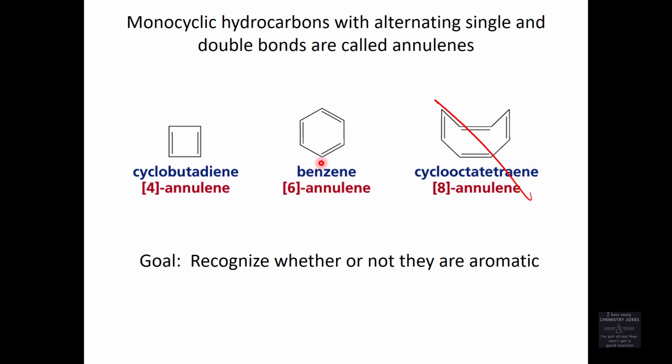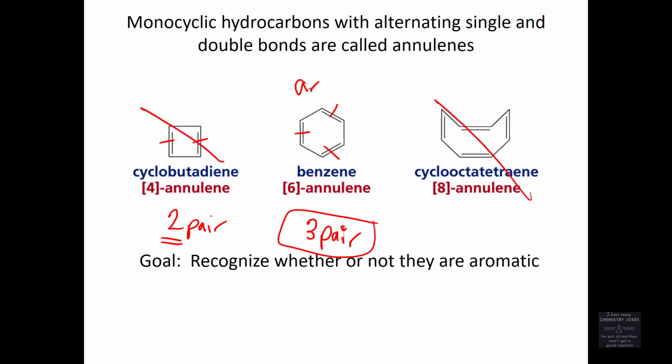So then the next one is you have to have an odd number of pairs of pi electrons. 1 pair, 2 pair, 2 is even, no way. 1 pair, 2 pair, 3 pair, 3 is odd, yes. This is aromatic. Not aromatic, aromatic. Yeah, it's benzene, I know. If cyclooctatetraene had been flat, it still would not fit the criteria for aromaticity because it's got 4 pairs of pi electrons. So, no.